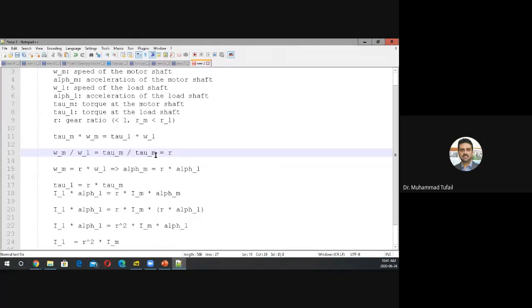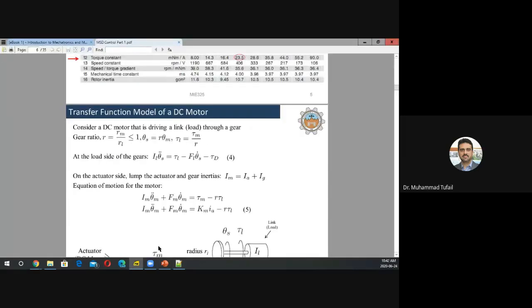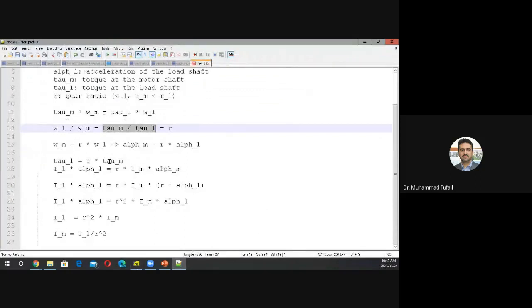tau m over tau L, let's call it R, and here it will become omega L over omega m. Let's define this ratio, you can define it anyway. So in order to be consistent, let's define it this way. tau m is, so that it agrees with our lecture, okay.